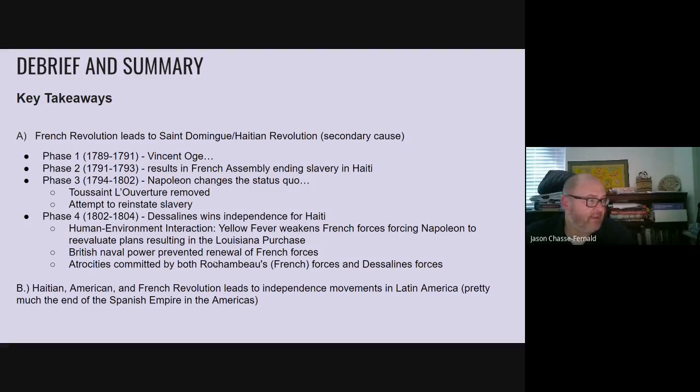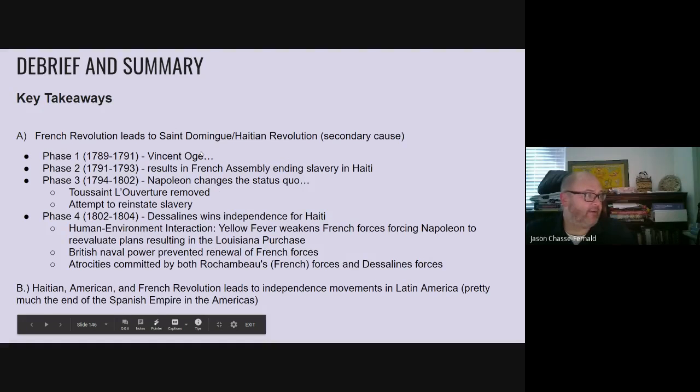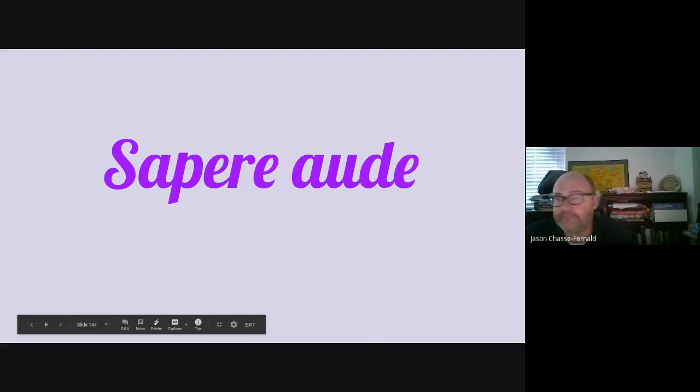All right, other key takeaway there: Haitian, American, and French revolutions lead to independence movements in Latin America. So the Haitian Revolution, once it's successful in 1804, will become one of the causes of the other Latin American revolutions. All right, so that is all for today.